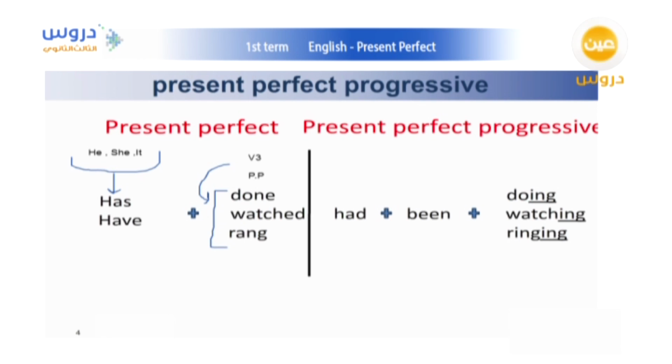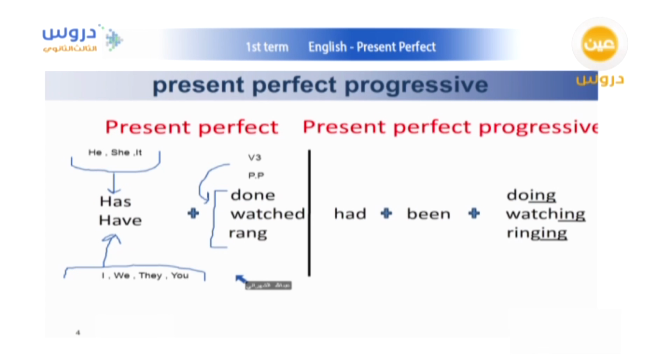With have, we can say I have, we have, they have, and you have. So these are the pronouns that you can use with have. Okay, great. So this is the form for the present perfect.